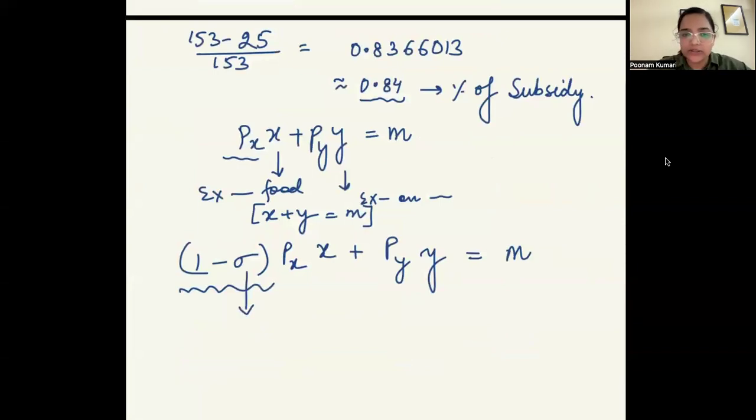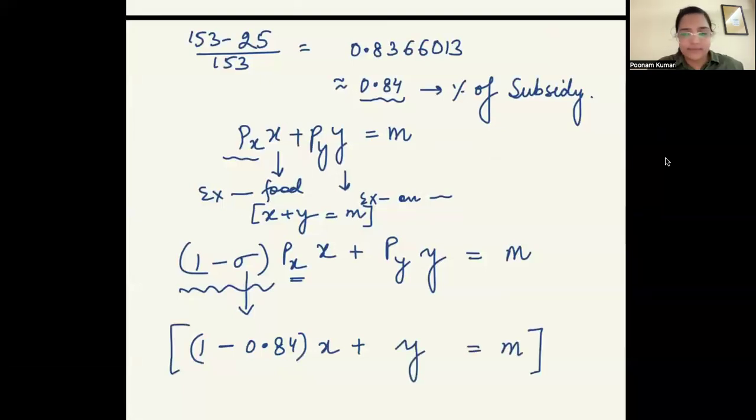84% subsidy on expenditure on food. So what is this? 1 minus 0.84. What is the price of expenditure on food? 1. So this is 0.16x plus y, where the price of y is also 1, is equal to m.